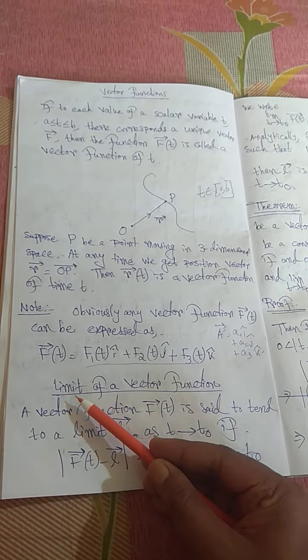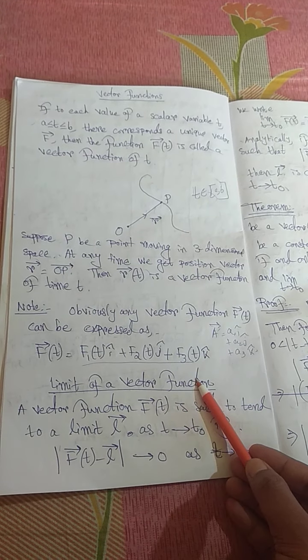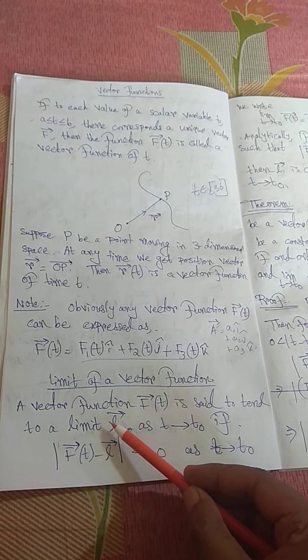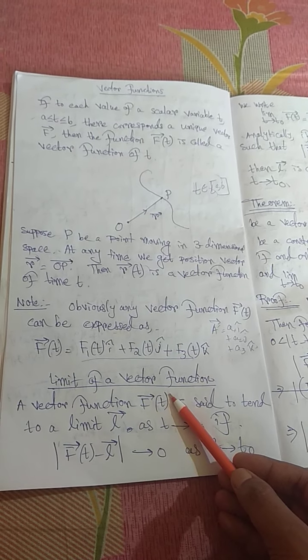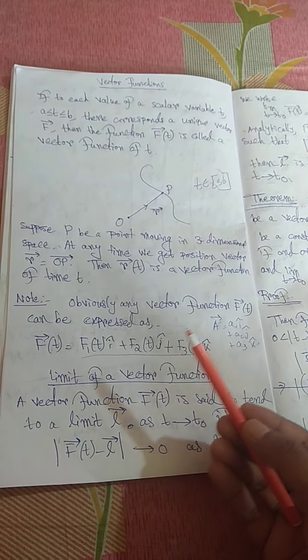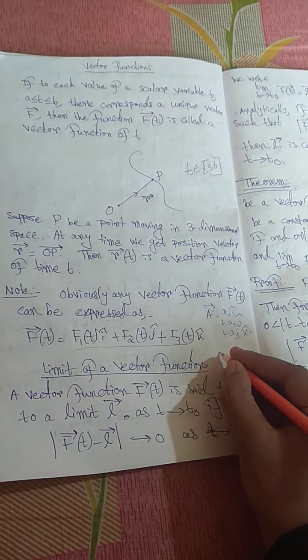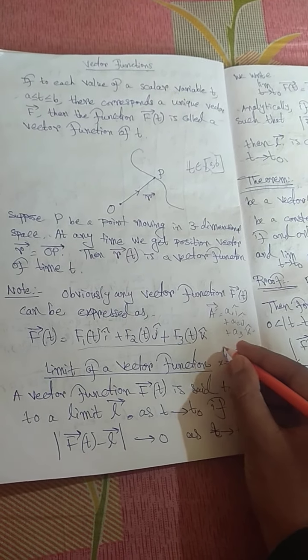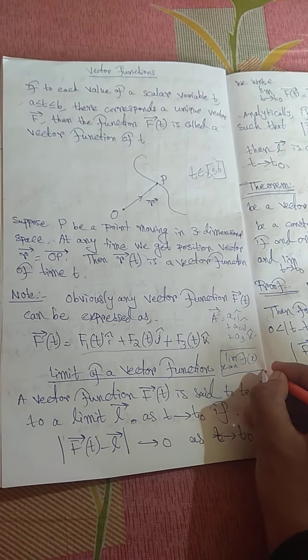So first, the limit of a vector function. A vector function f(t) is said to tend to a limit L. Like we all know, in the limit of a real valued function we have something like this: limit x tends to a of f(x). This is the kind of thing we have in a real valued function.